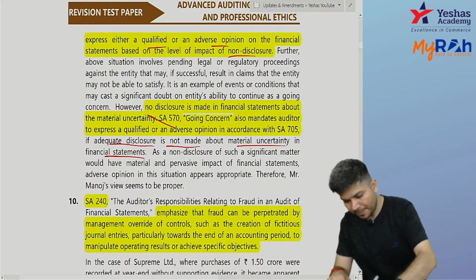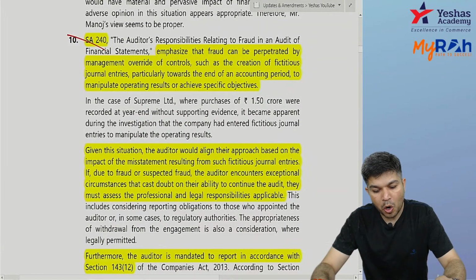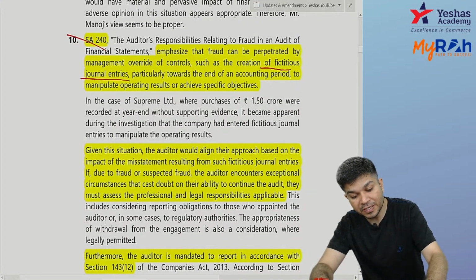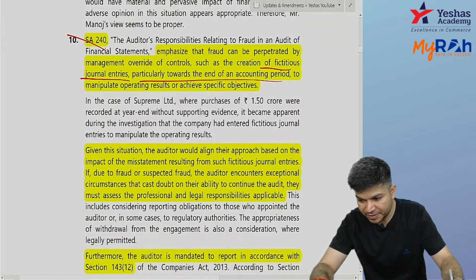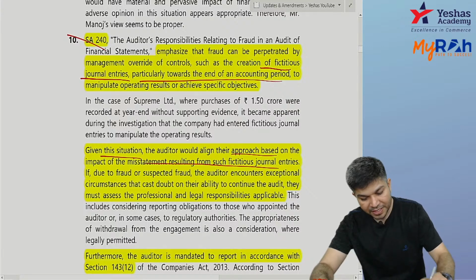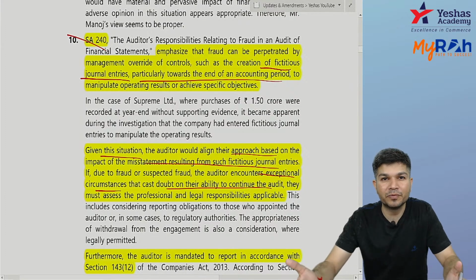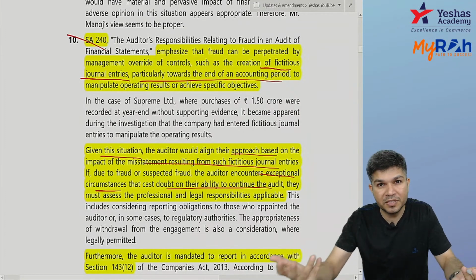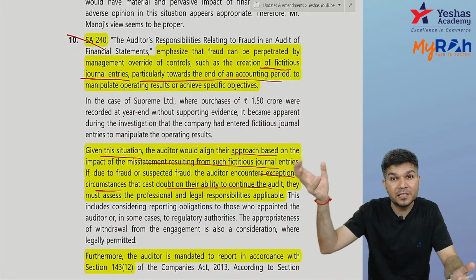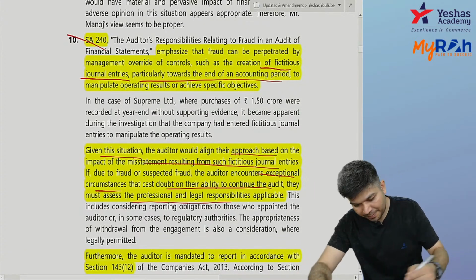Three things. So check SA 240. It emphasizes that fraud can be perpetrated by management overriding the control, such as creation of a fictitious journal entry, particularly towards the end of the accounting period. In the given situation, the auditor should align his approach based on the impact of such a fictitious journal entry. If due to this, the auditor encounters exceptional circumstances that cast a doubt on his ability to continue, you need to consider the professional and legal responsibilities applicable, about withdrawal.